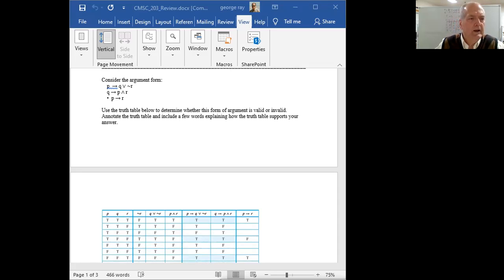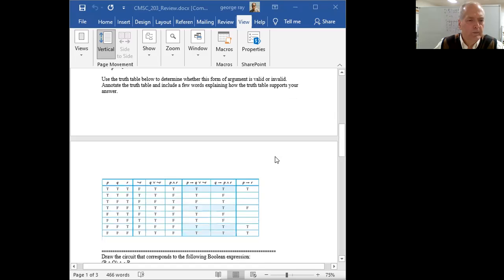And we have a truth table here where the various components are put into premise and conclusion form. So look at that and then make a determination on whether or not it's a valid argument. So take a couple of minutes and look at that.